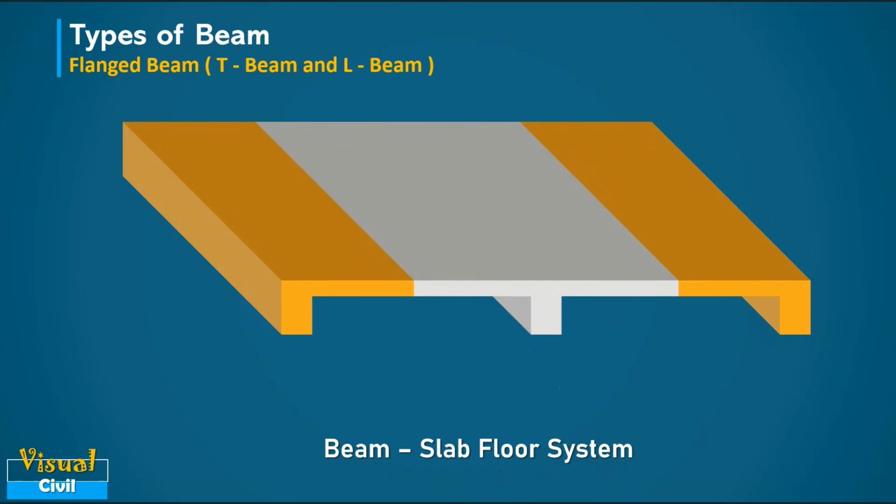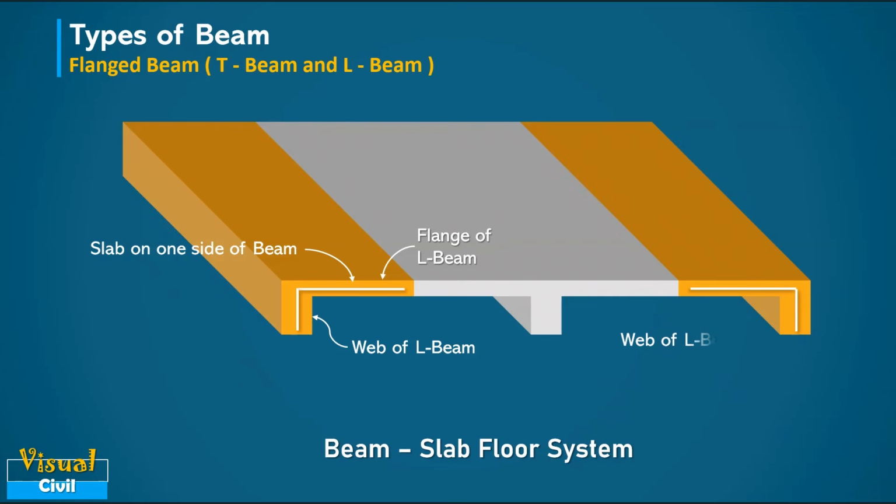At the edges or last spans, the slab is available only on one side of the beam. This makes the cross section look like the letter L. Hence, it is called an L-beam. It works similarly to a T-beam, but it is designed for edge conditions.